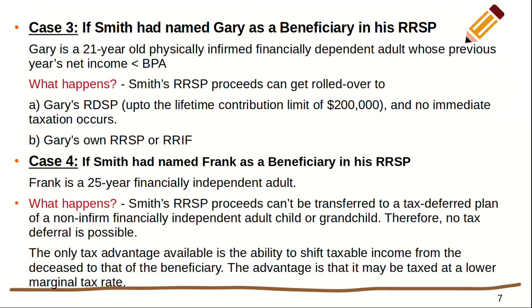Okay, now let's see the case 4. If Smith had named Frank as a beneficiary in his RRSP, what would be the outcome? Frank is a 25-year-old financially independent adult. So what happens? Smith's RRSP proceeds can't be transferred to a tax-deferred plan of a non-infirm, financially independent adult or grandchild. Therefore, no tax deferral is possible. The only tax advantage available is the ability to shift taxable income from the deceased to that of the beneficiary. The advantage is that it may be taxed at a lower marginal rate.